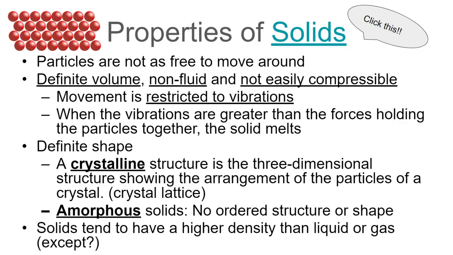Now, solids have a definite shape. You have crystalline structure for some solids, and that's a three-dimensional structure showing the arrangement of the particles. An amorphous solid has no ordered structure. Okay, glass is a good example of an amorphous solid.